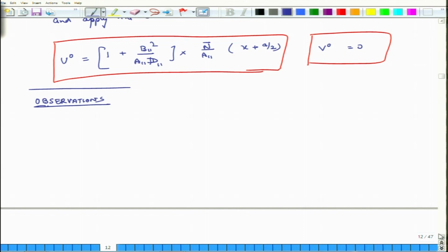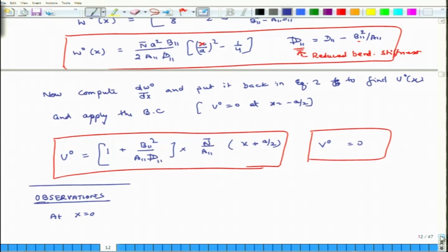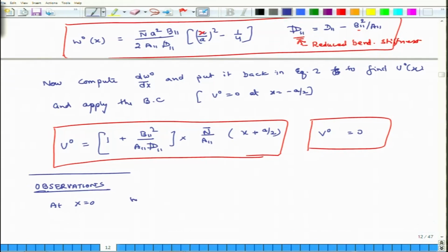The first thing is that at x is equal to 0, which is at the mid of the plate, let us compute the value of w naught. So, when x is equal to 0, w naught at 0 equals n bar a square b11 divided by 2 a11 d11, into, and there is a negative sign, times 1 by 4.